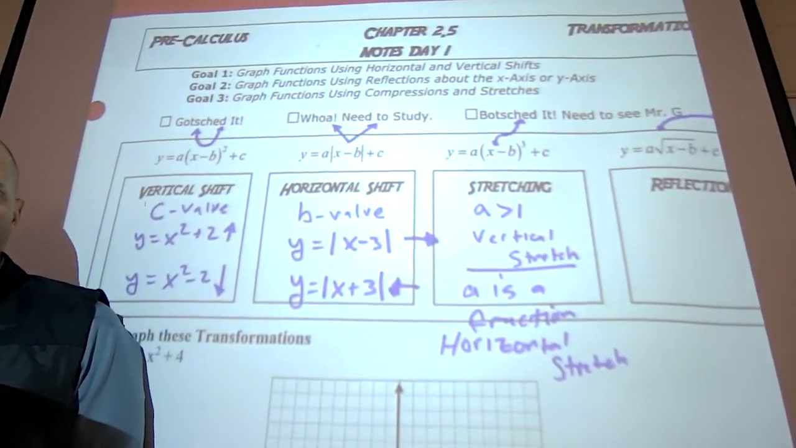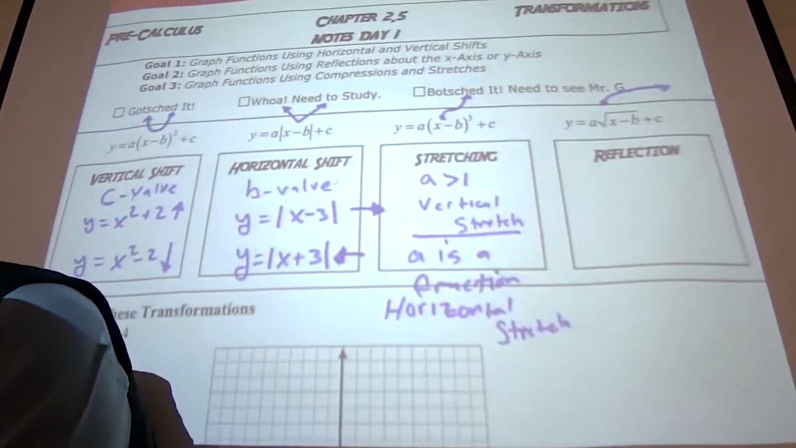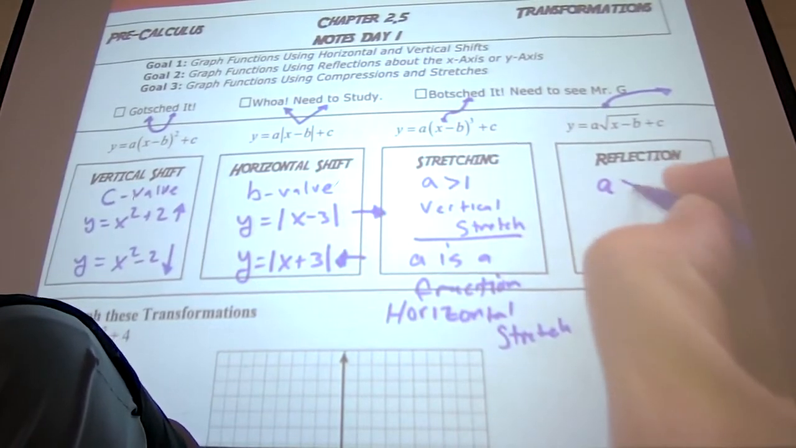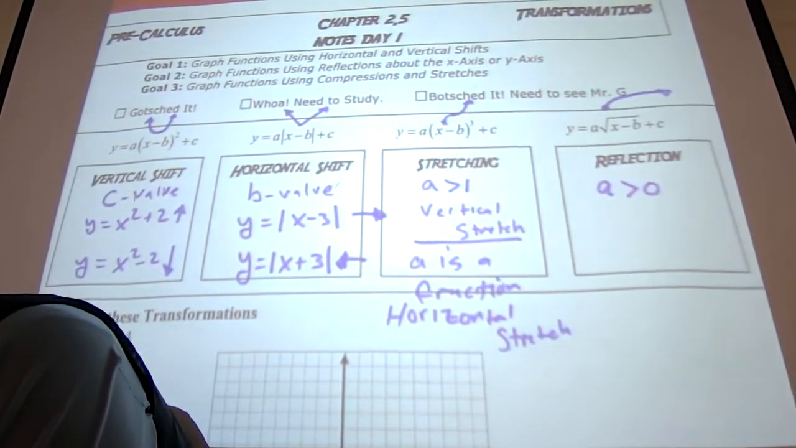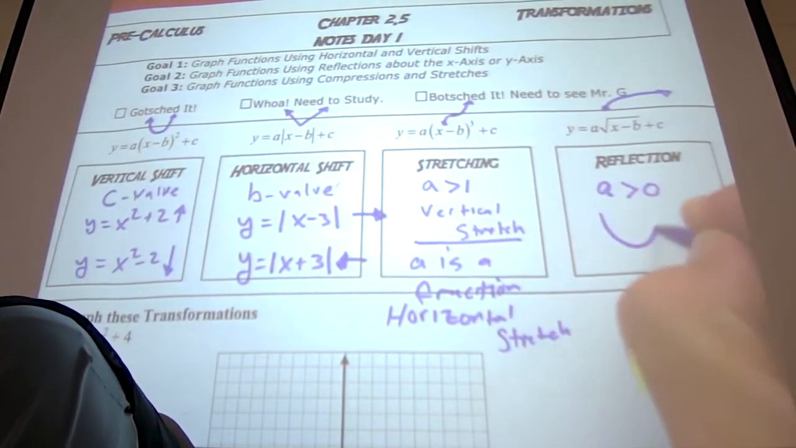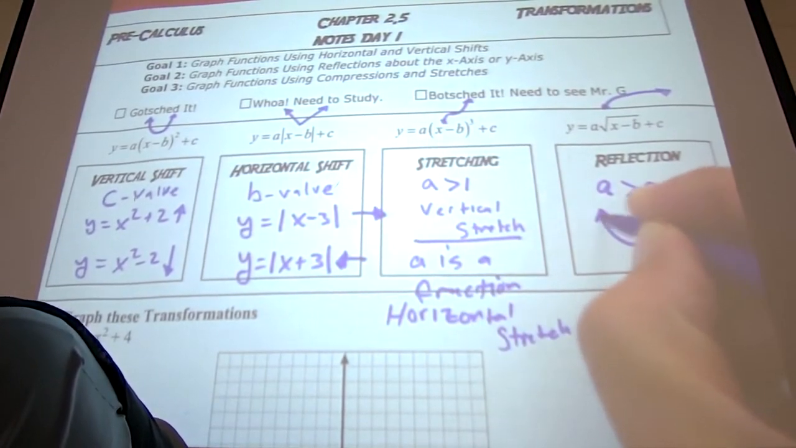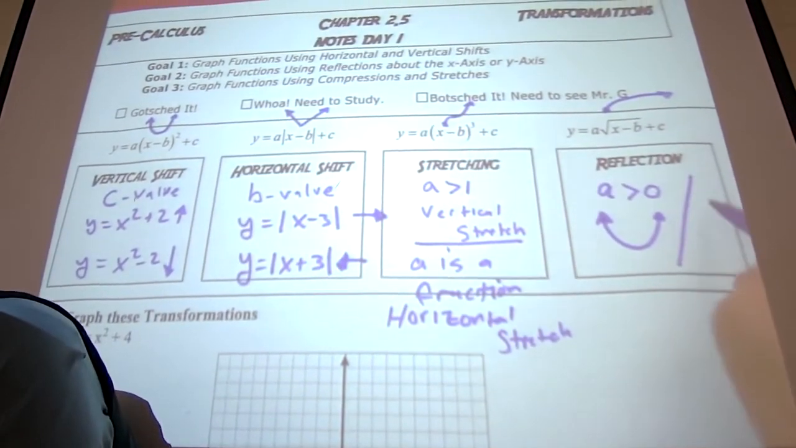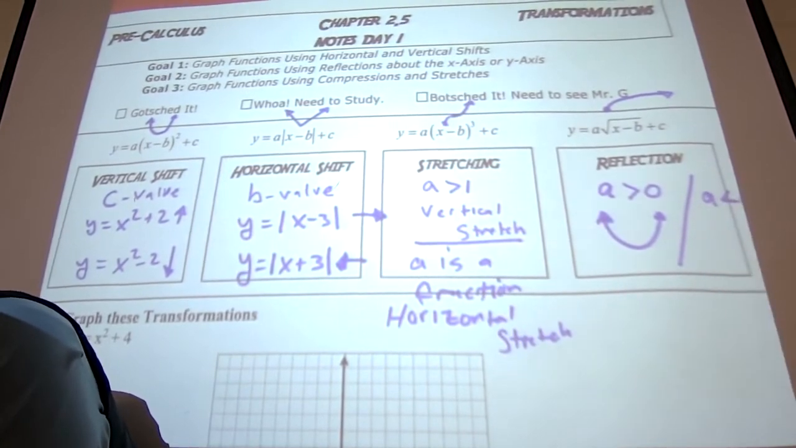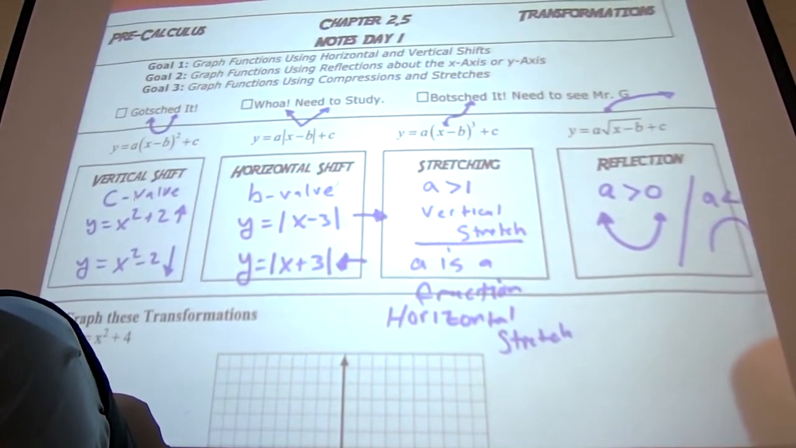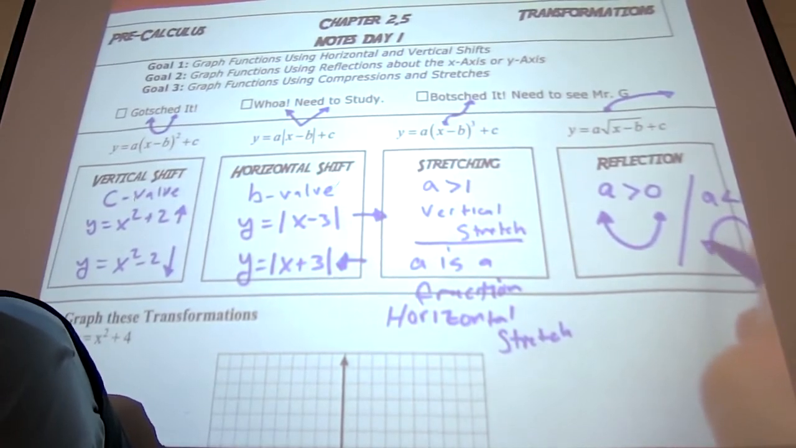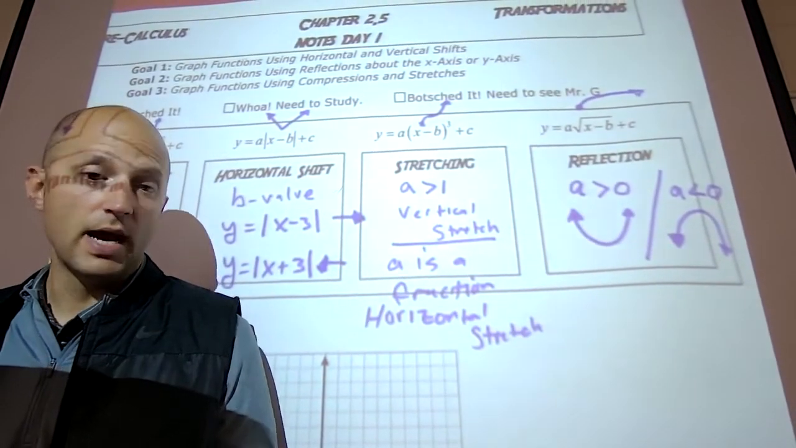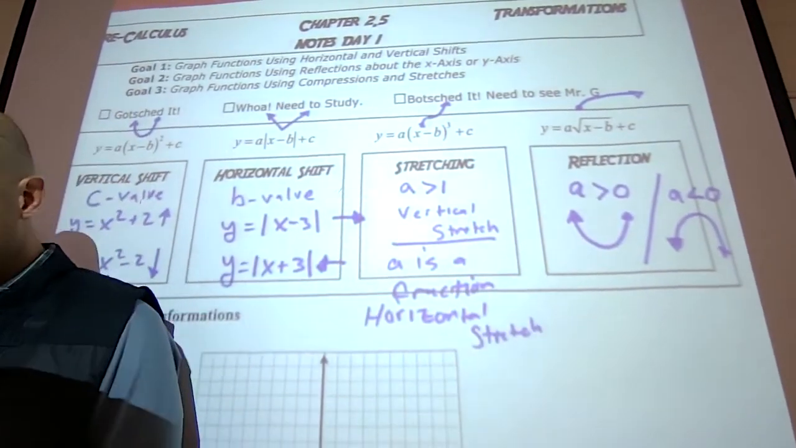Last but not least is the reflections. So the ones that we're going to see is, again, the a value. Okay. Normally, if a is greater than 0, it's positive. So it's going to look normal. So if it's a parabola, it's going to be a smiley face. But if a is ever negative, if a is less than 0, then you'll actually see it flip upside down, or flip over the x-axis, or flip vertically, and it'll be a frowny face. Okay, and that'll be an x-axis reflection, and we'll see what that looks like.